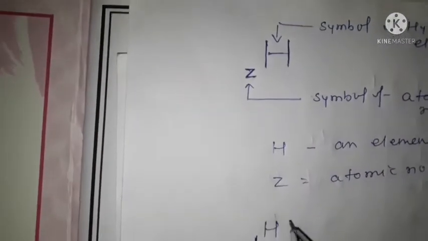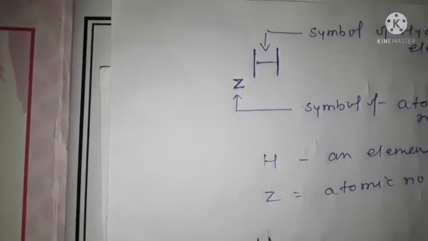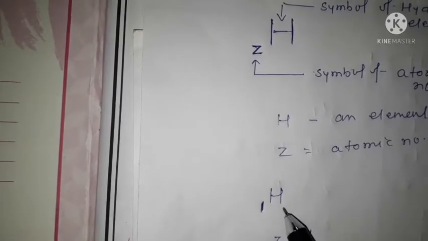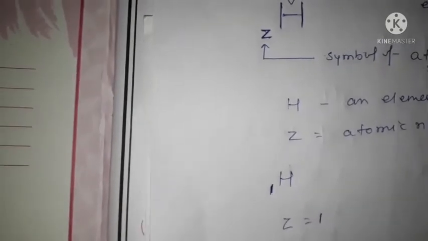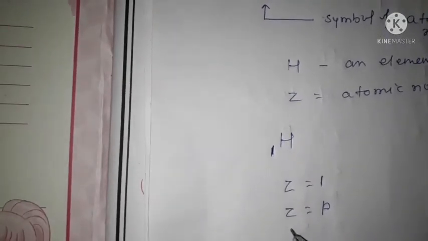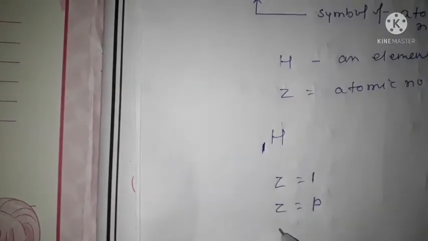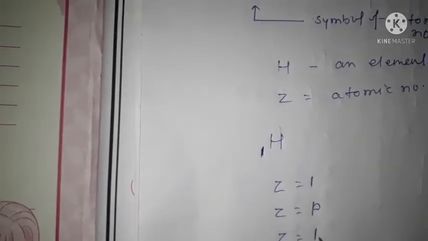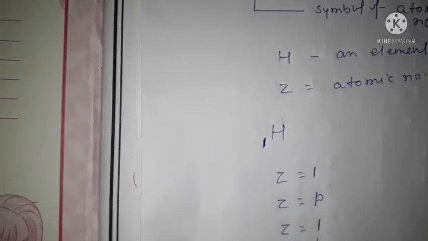Suppose hydrogen is an element whose atomic number is 1. Then we know that Z of hydrogen, that means atomic number of hydrogen, Z is 1. Z is equal to number of protons. If Z is 1, then P is also 1. Atomic number 1 means the number of protons is also 1.